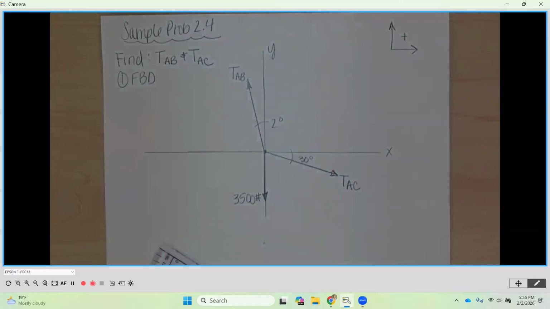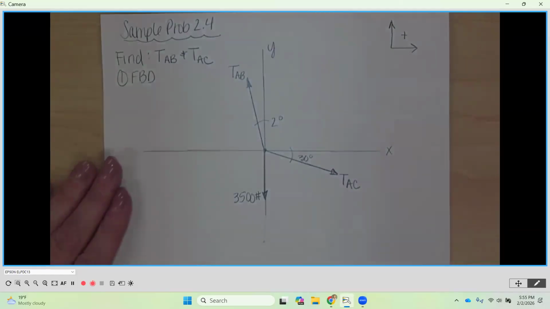Now, we are going to be applying our equations of equilibrium. I'm not going to write this down, but I'm thinking ahead. Those two equations are sum the forces in the x equals 0 and sum the forces in the y equals 0. What do you think our next step is before we do those two equations?